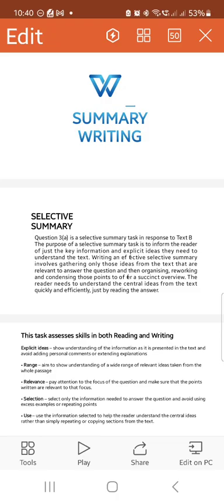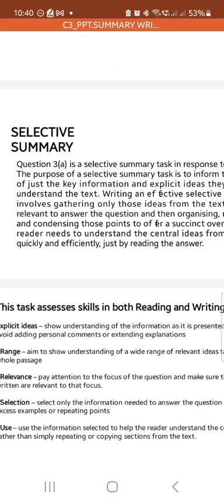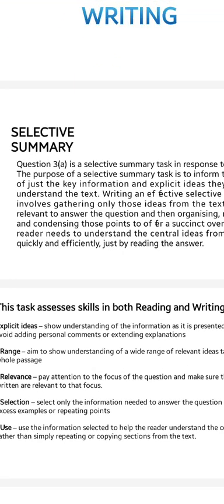Summary writing task is question number 3A of your P1 and it has 20 marks. Now, first of all, you have to keep one thing in your mind, that the kind of summary you have to write according to the paper format of 2024-2026 is called a selective summary.